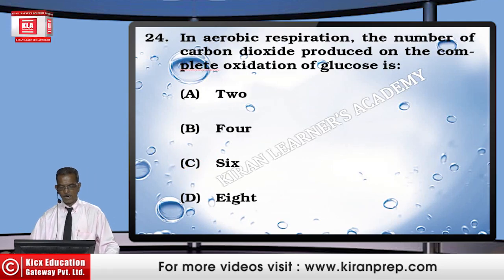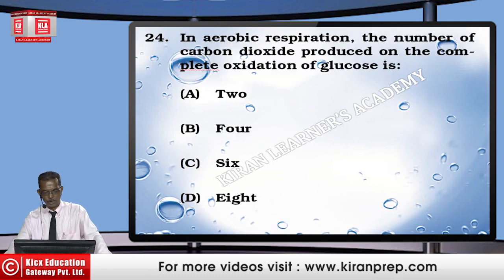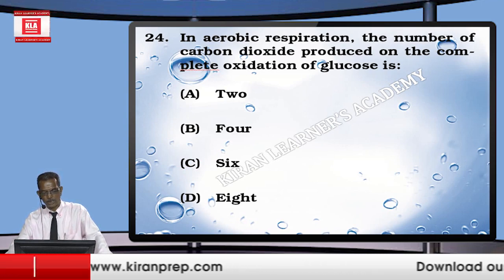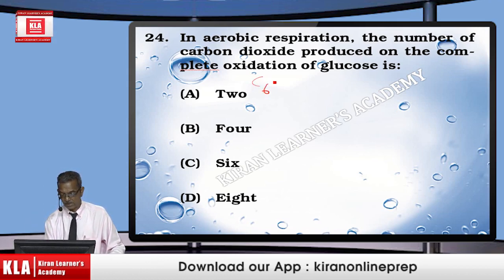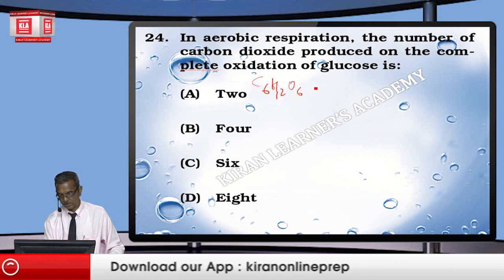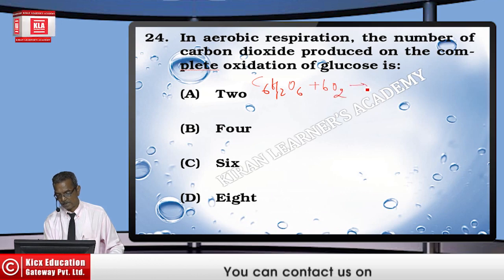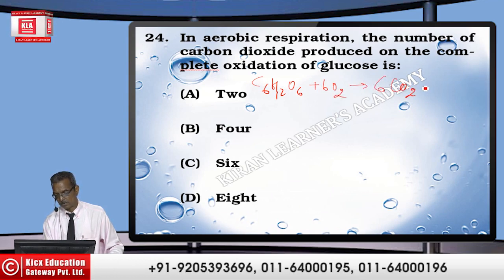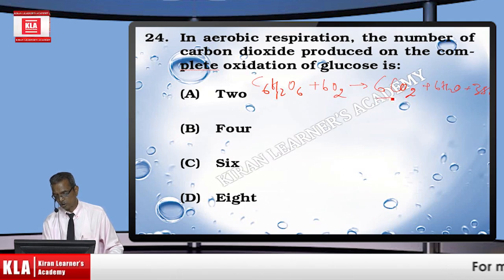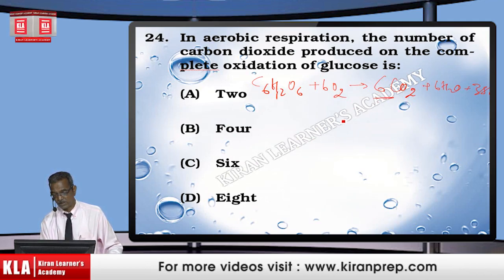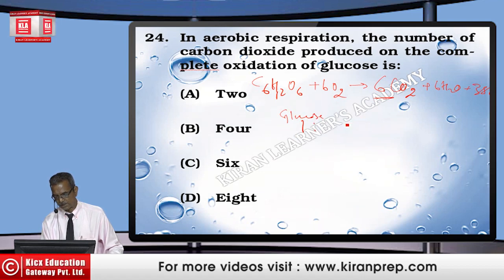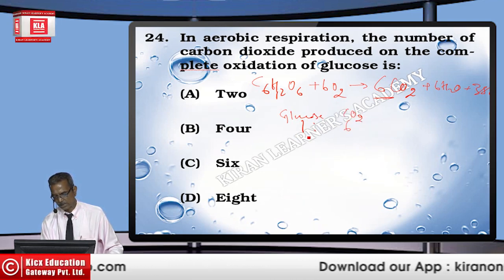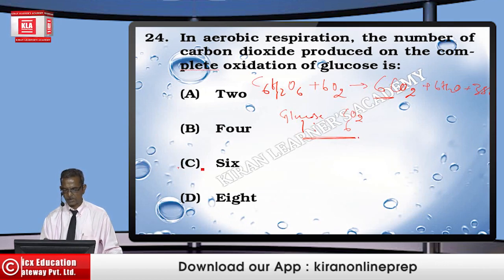Next. In aerobic respiration, the number of carbon dioxide molecules produced on the complete oxidation of glucose is. If we look at the reaction, it says C6H12O6 plus 6O2 produces 6CO2 plus 6H2O plus 38 ATP. So how many moles of carbon dioxide are produced? 6. That means the ratio is 1 mole of glucose, or 1 molecule of glucose, produces 6 moles of carbon dioxide, or 6 molecules of carbon dioxide. Hence the correct option is C.